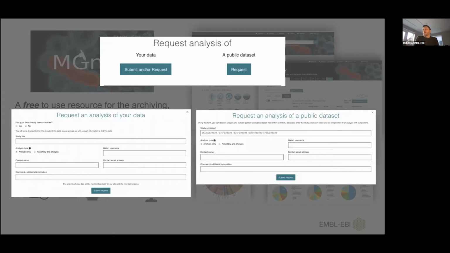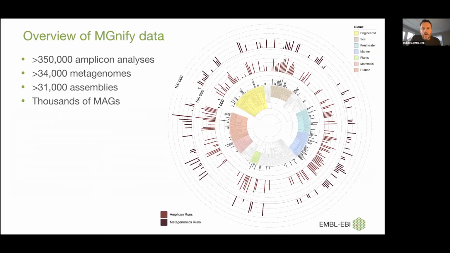So this service is free to use, and you can request the analysis of your own data or of a data set that is already publicly available. And when you request analysis of your own data, you can tell us what you want done to it. And these are the forms that you can get there. So we've been going quite a while now at various different data types. And here's a very quick overview of what we have in MGnify.